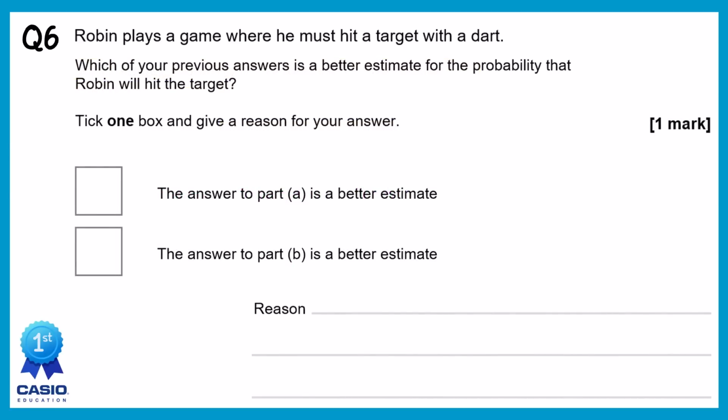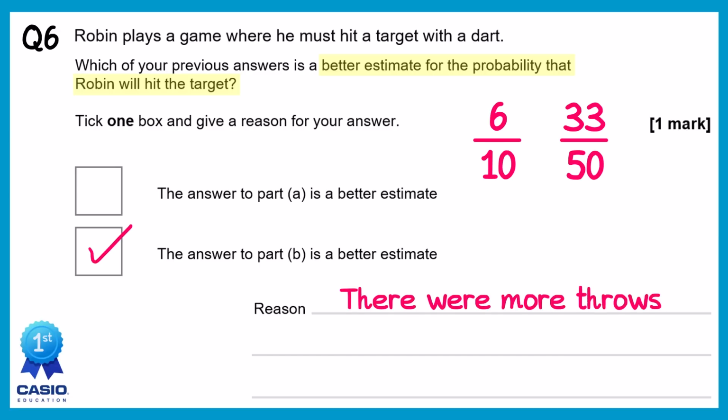In the final part of the question, we need to decide which of the previous answers is a better estimate for the probability that Robin will hit the target. So the previous answers were 6 out of 10 and 33 out of 50. When you're working with relative frequency, the one that's going to be a better estimate is the one with a greater number of trials, or in this case, a greater number of throws, which would be our answer to part B since he had 50 throws. The reason we could give then is this one has more throws.